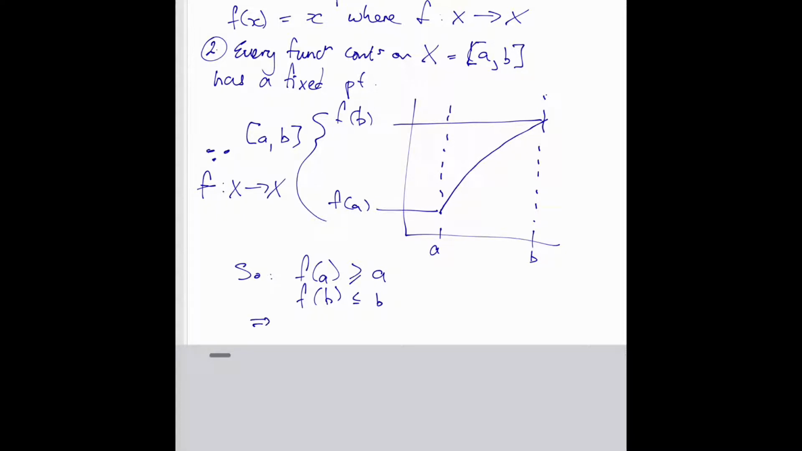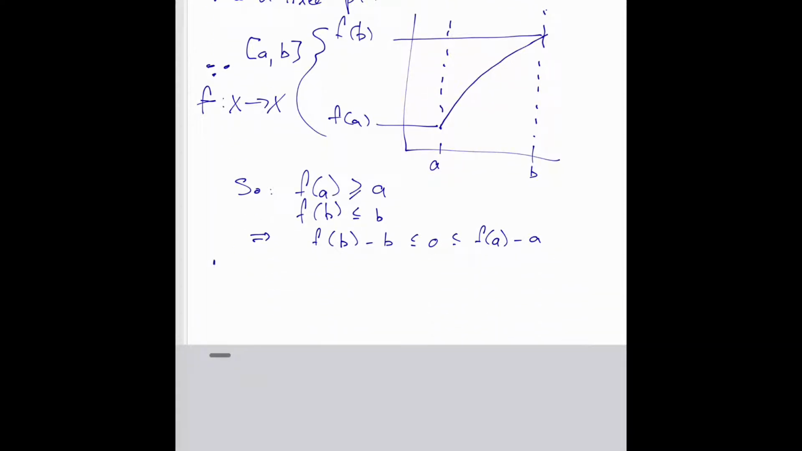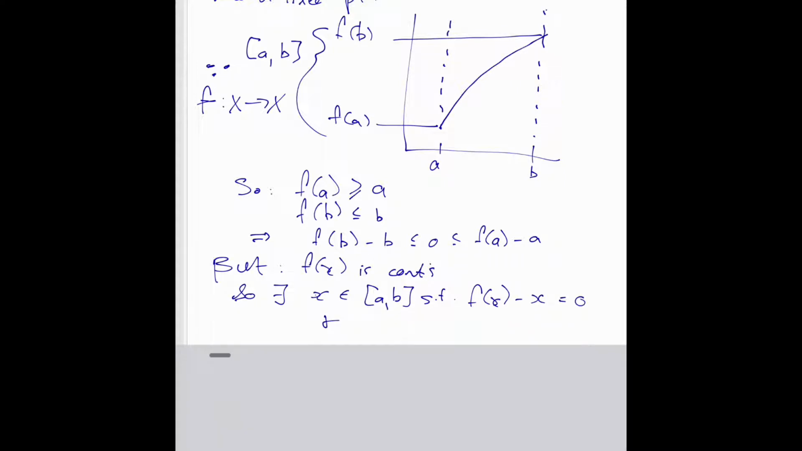So we can build an inequality where f of b minus b is less than or equal to 0, which is less than or equal to f of a minus a. And every value in this inequality is spanned because f of x is continuous on the range. So therefore, there is an x in the interval where f of x minus x is equal to 0. In other words, f of x is equal to x.